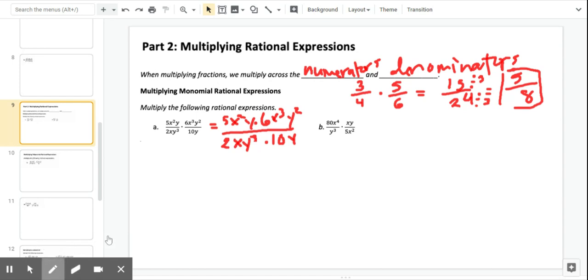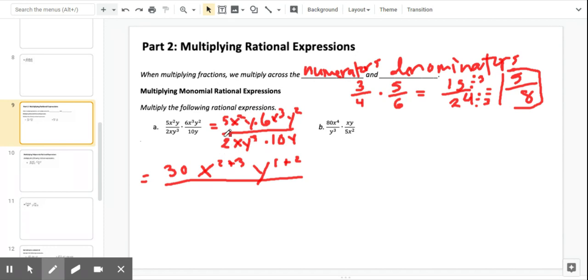First of all, I can simplify within this numerator. Let's multiply these two coefficients: 5 times 6 gives us 30. Then we have x squared times x cubed. Since it's multiplication, we add the exponents, so x to the 2 plus 3 power. Then we have y to the first times y squared, so that's y to the 1 plus 2. See how we need to remember all of these exponent rules?